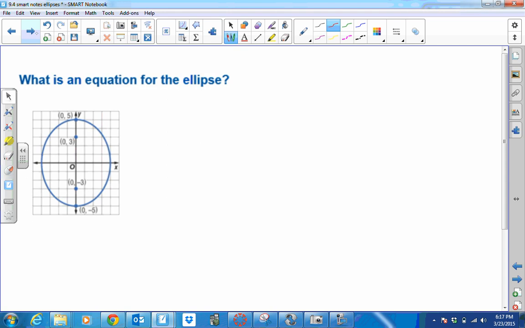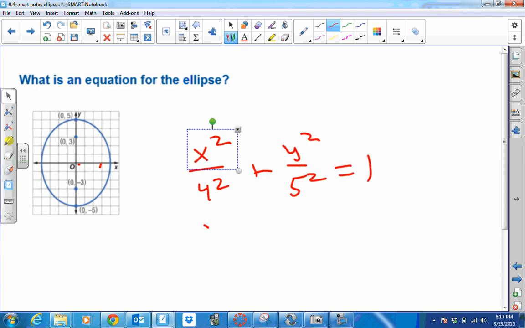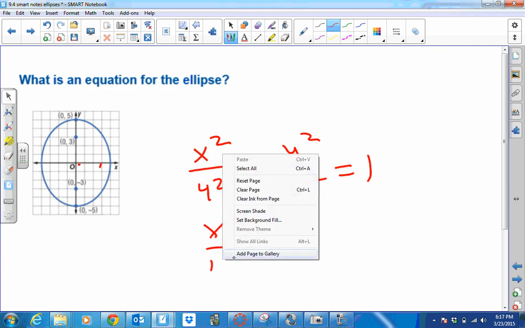Now let's go ahead and do the second one. In the x direction, I have 1, 2, 3, 4. So x squared over 4 squared. In the y direction, I have 5 again. Y squared over 5 squared equals 1. Simplified.